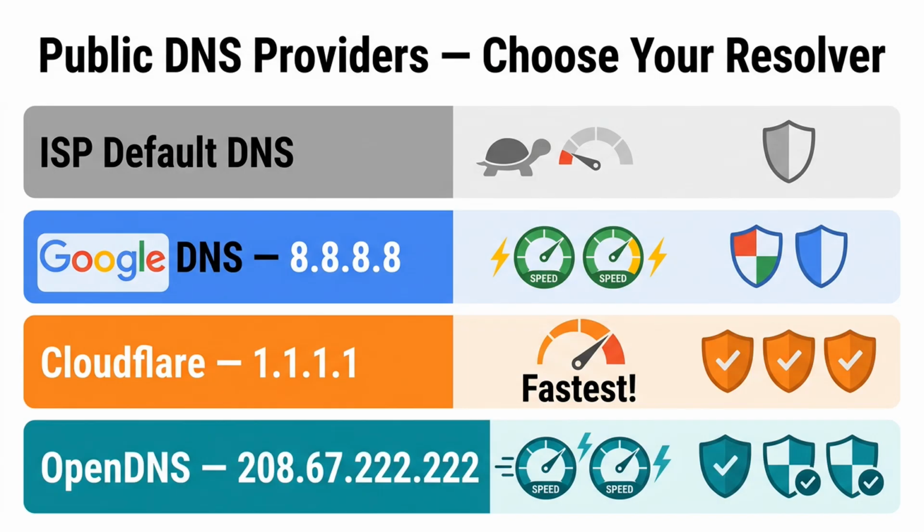By default, your computer uses your ISP's DNS resolver, but you can actually change this. There are public DNS providers that are often faster, more private, and more reliable. Google's public DNS is 8.8.8.8. Cloudflare offers 1.1.1.1, one of the fastest resolvers in the world. OpenDNS by Cisco is another popular choice. Many people switch to these for better speed, privacy, or to bypass certain restrictions.